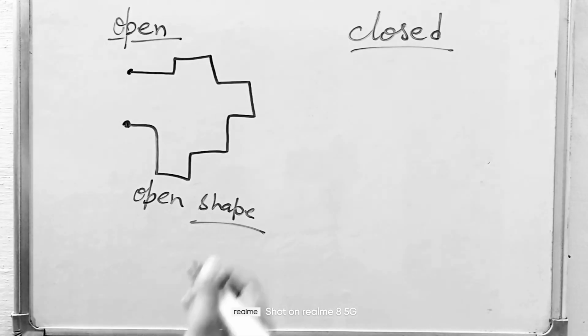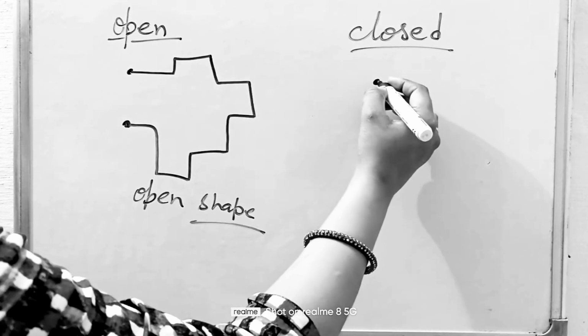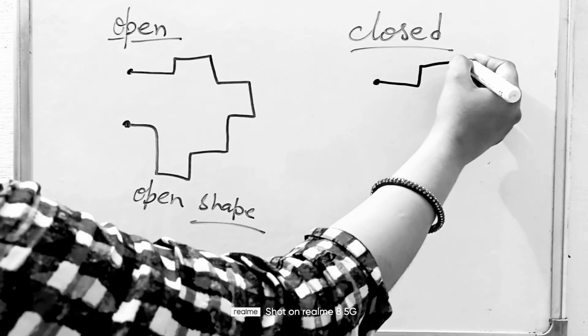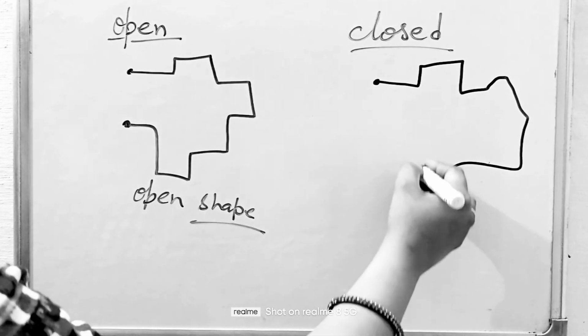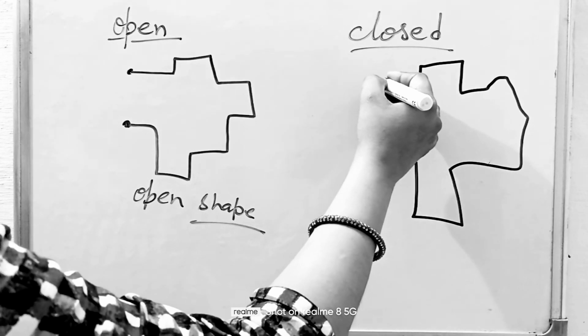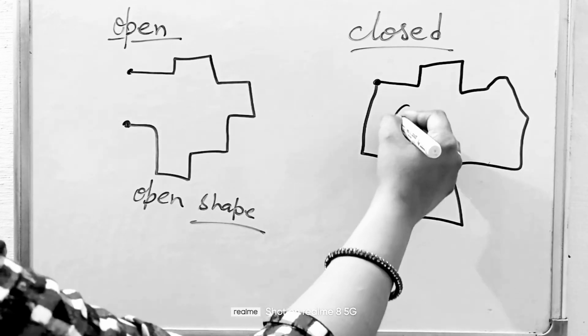So you can say directly by seeing this that this is an open shape. Now what are closed shapes? Closed shapes are those shapes which you start drawing from one point, you travel through whatever space or whatever distance but ends at the same point. Then this will be known as a closed shape. This is a closed one.